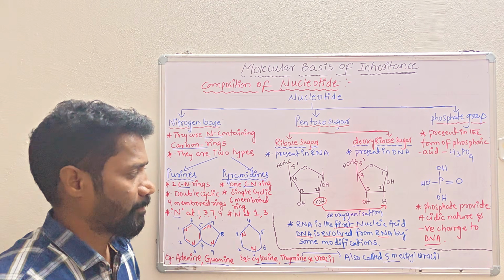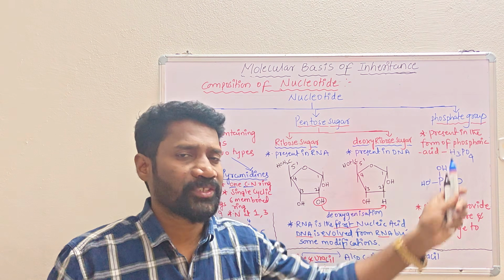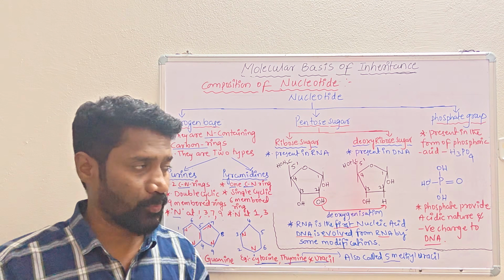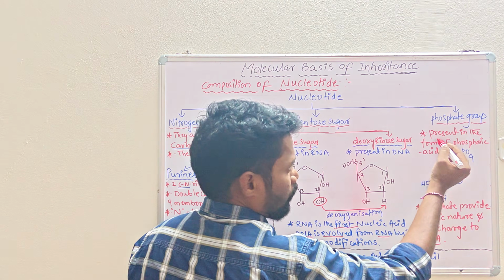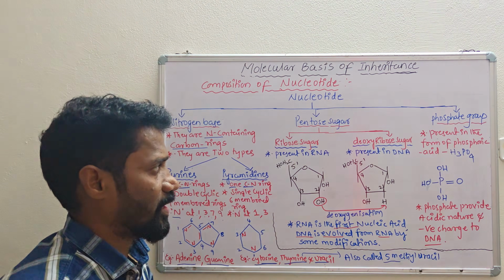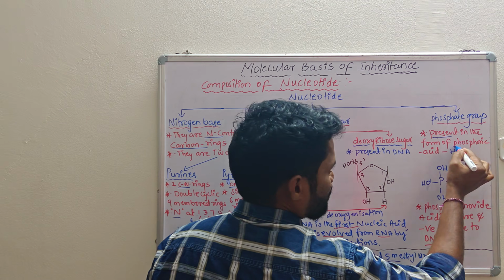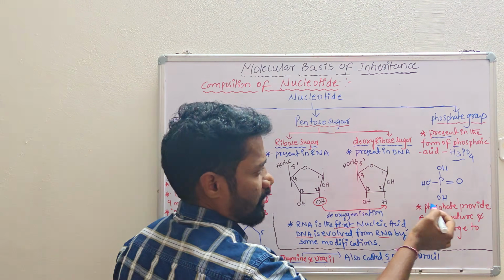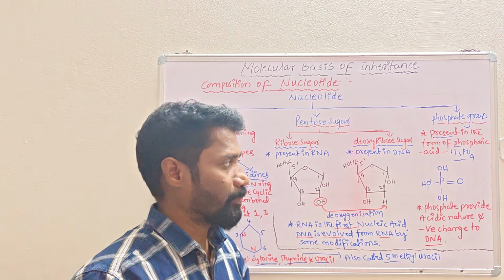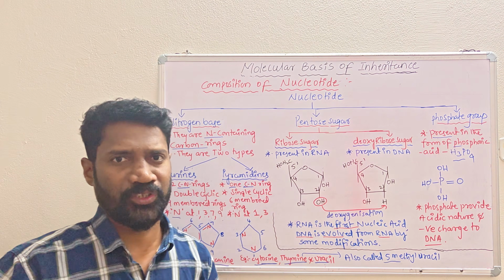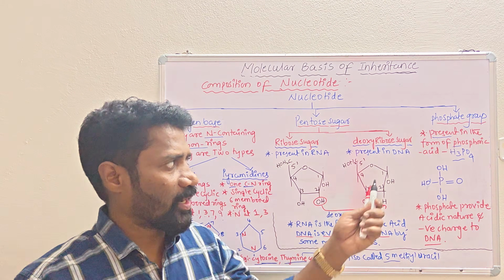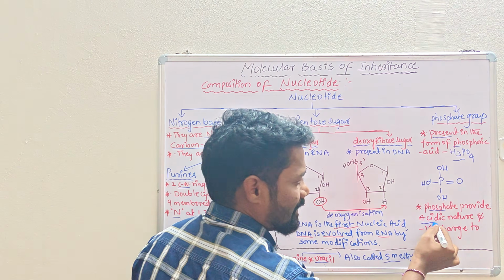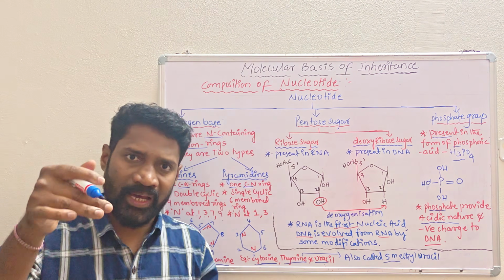Very simple idea. Right. After that, phosphate group. The last component of a nucleotide is the phosphate group. The phosphate group is always present in the form of phosphoric acid, H3PO4. This is the structure of phosphoric acid. The phosphate is present in the form of phosphoric acid in the nucleotide. What is the role of the phosphate, especially in DNA? Phosphate provides acidic nature.